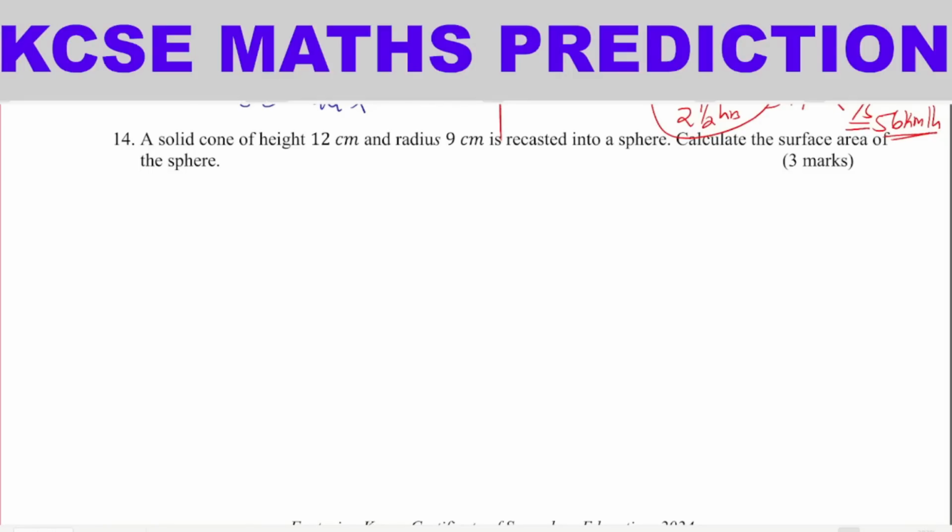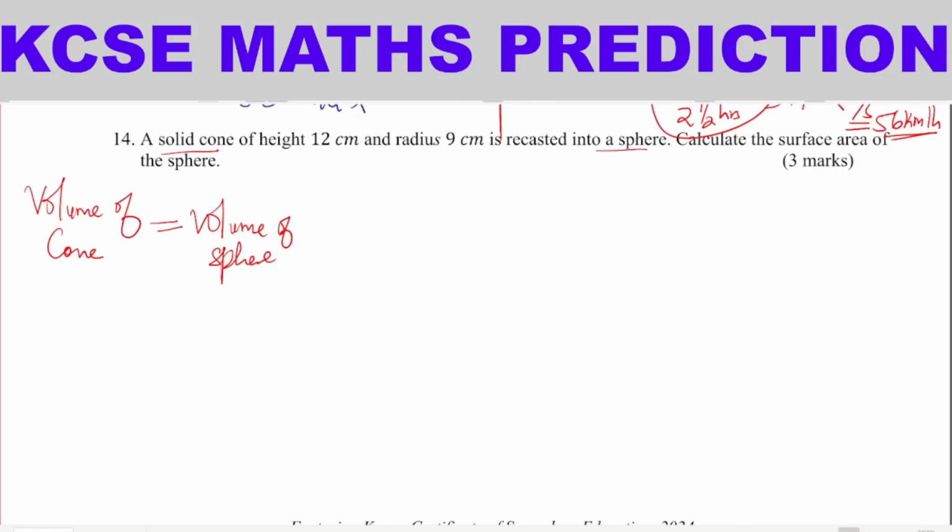A solid cone of height 12 centimeters and radius 9 centimeters is recast into a sphere. Calculate the surface area of the sphere. One important thing that you're supposed to understand is that if the solid cone is recast into a sphere, then there's something that is common, and that is the volume of the cone will be equal to the volume of the sphere. That is, if the cone is recast into the sphere, the volume of the two will be the same.